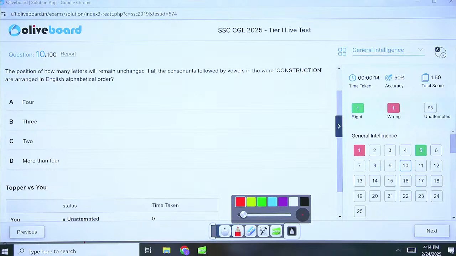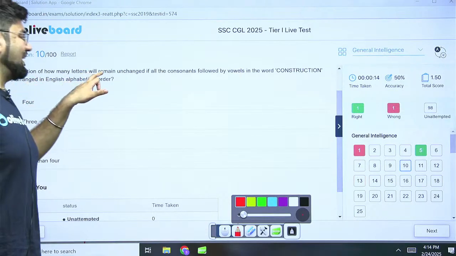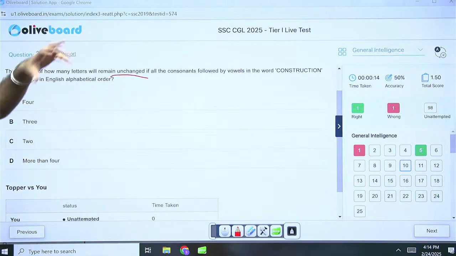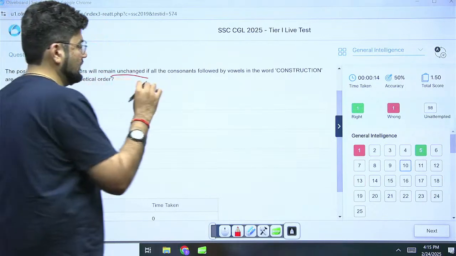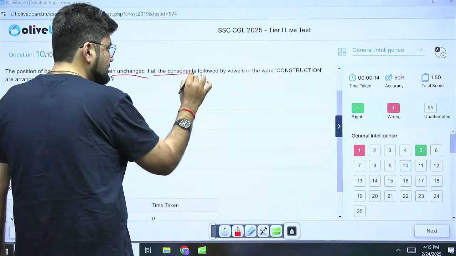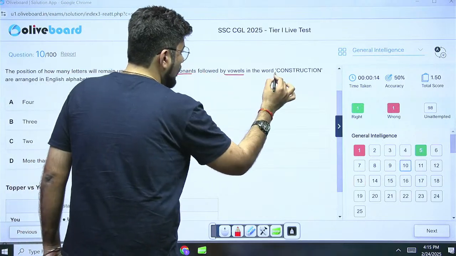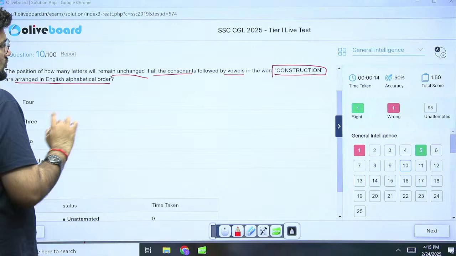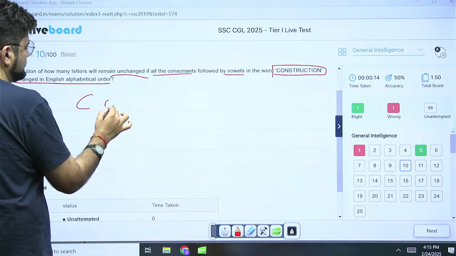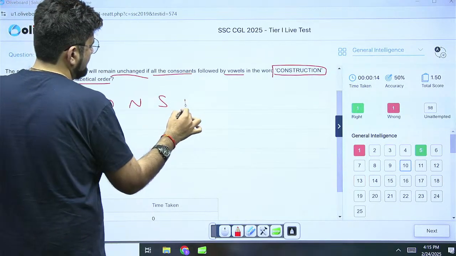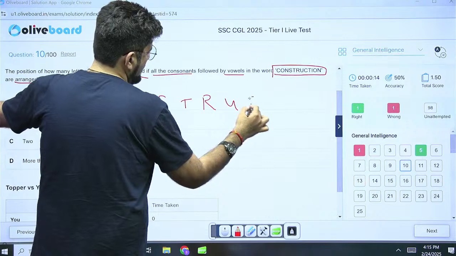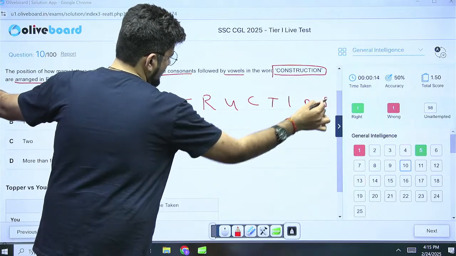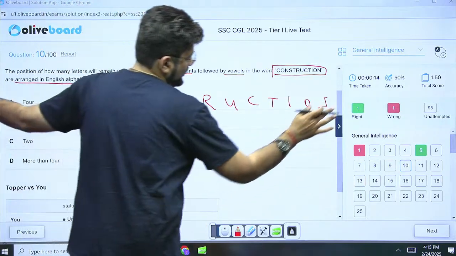Sorry. Now it is asking you the position of how many letters will remain unchanged if all the consonants, observe carefully, all the consonants first followed by all the vowels of this word are arranged in the English alphabetical order. So I'll write construction first.